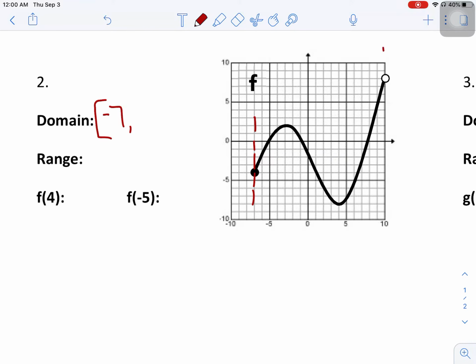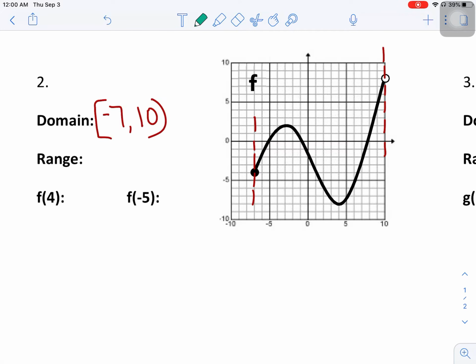How far to the right? Well, this graph goes all the way to x equals 10, but it's an open circle, so parentheses it is. And yes, those matter, all right? So please don't use them interchangeably. They mean something mathematically.